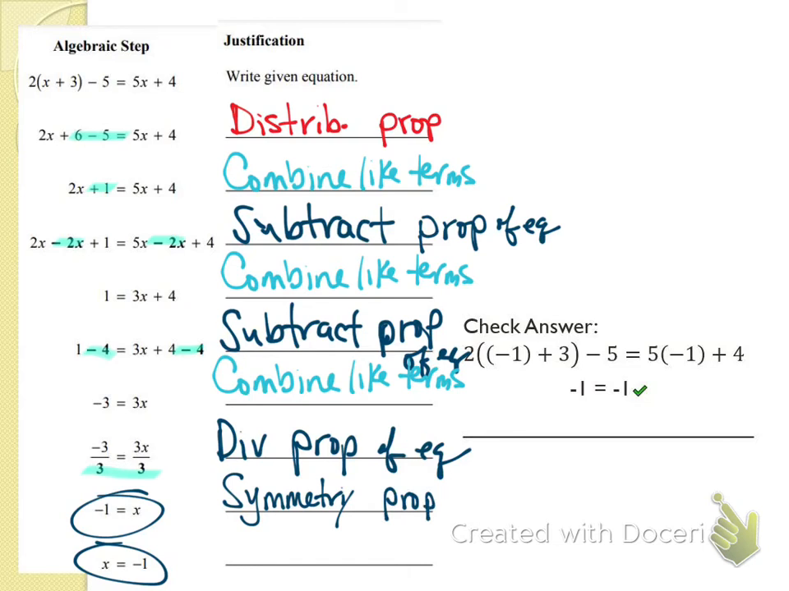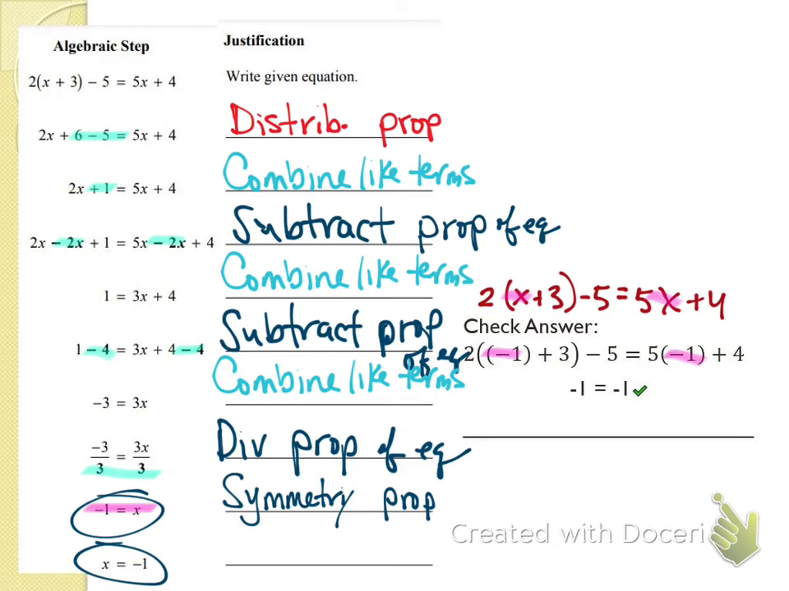And then they checked their answer. So there are 2 properties actually right here. At the beginning, you had 2 times x plus 3 minus 5 equaled 5x plus 4. All I did was rewrite the original equation. So then instead of x, they plugged in negative 1 because they know x is equal to negative 1.